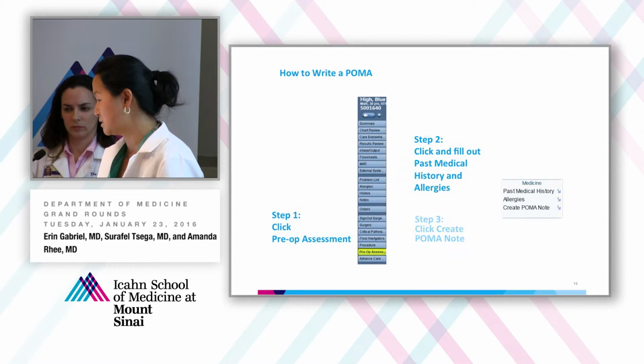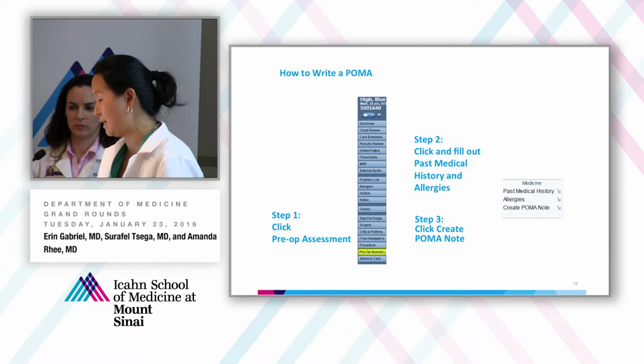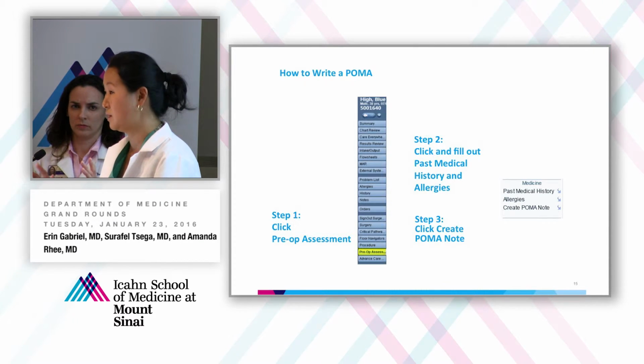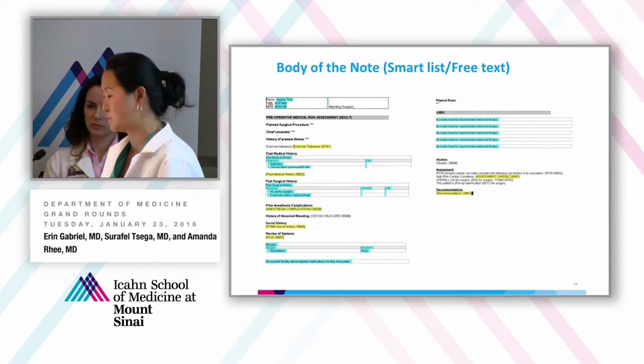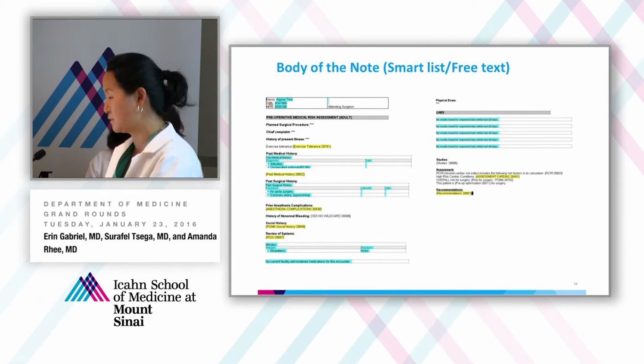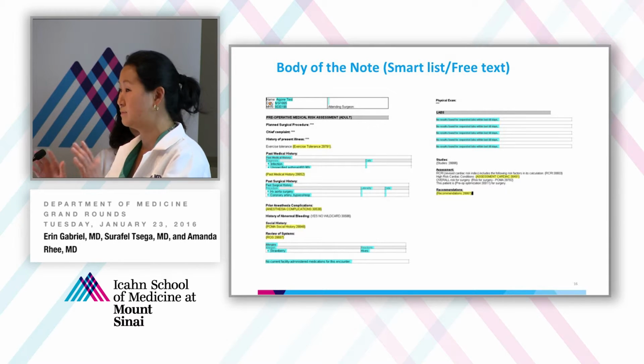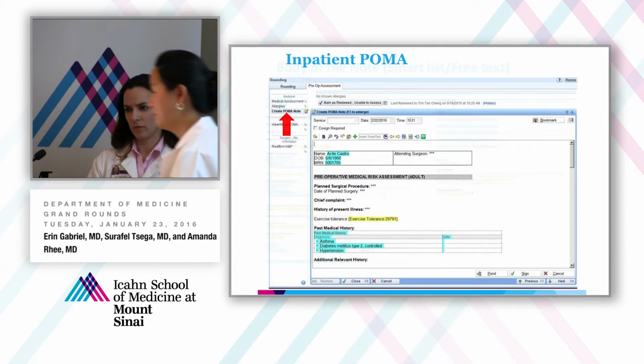The rest of it is in the Create POMA note hyperlink. You click that, and it brings you to a smart list page, and that's how you write a POMA note. It's much more simple now. So essentially, this is what you've got. This is a previous draft, and I'm going to hand it over to our hospitalist now to show you what it looks like in our most current form, but it's a smart list now, largely.